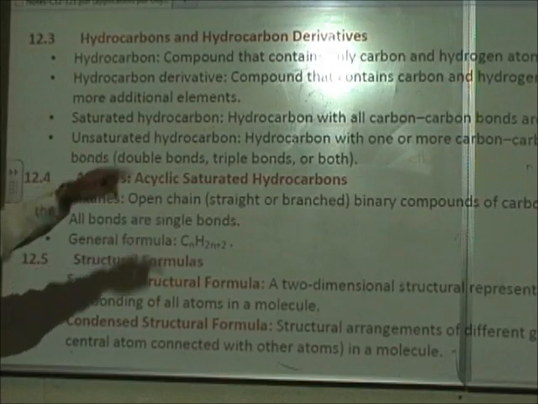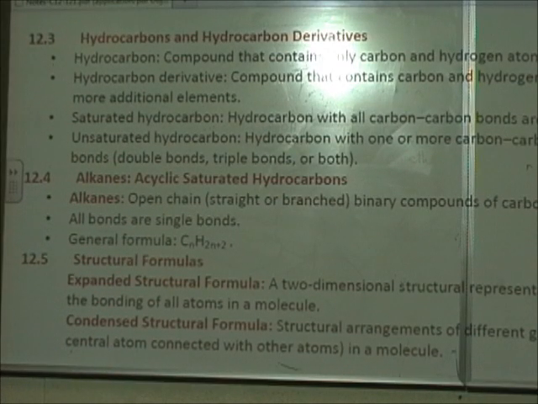Saturated hydrocarbon is hydrocarbon with all carbon-carbon single bonds. Unsaturated hydrocarbons are carbon-hydrogen compounds with one or more carbon multiple bonds. You understand multiple bonds are double bonds and triple bonds, right? Okay. Now, these are the hydrocarbon types, saturated and unsaturated. The general name for hydrocarbon is alkane.